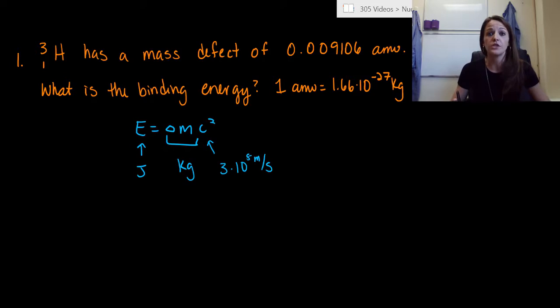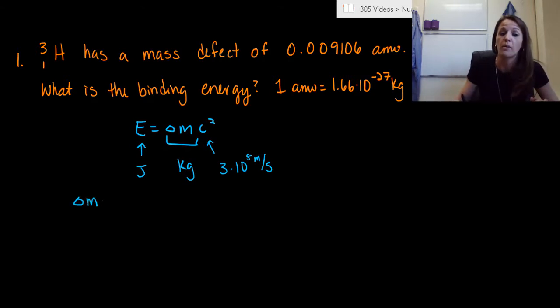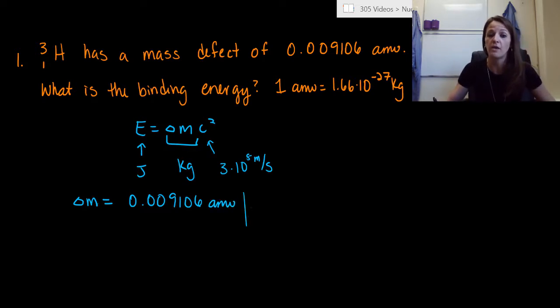The first thing we're going to do here is convert our mass effect from AMU into kilograms, because we cannot use that number in AMU in Einstein's theory of relativity. It will not work out. You'll get some crazy number for your energy. So let's start with the first component, which is our delta m, or mass effect. The problem told us that it's 0.009106 AMU, but they also gave us the conversion from AMU to kilograms. So we can just do this right here.